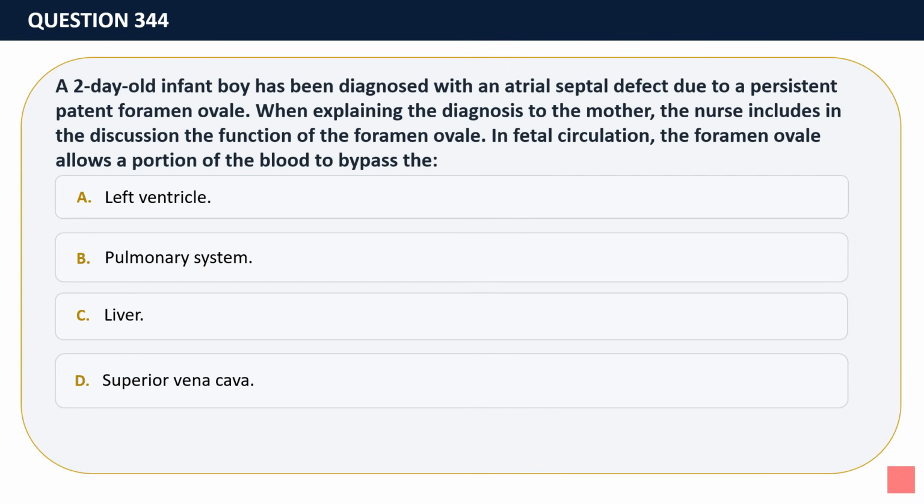Question 344. A 2-day-old infant boy has been diagnosed with an atrial septal defect due to a persistent patent foramen ovale. When explaining the diagnosis to the mother, the nurse includes in the discussion the function of the foramen ovale. In fetal circulation, the foramen ovale allows a portion of the blood to bypass the A. Left ventricle, B. Pulmonary system, C. Liver, D. Superior vena cava.